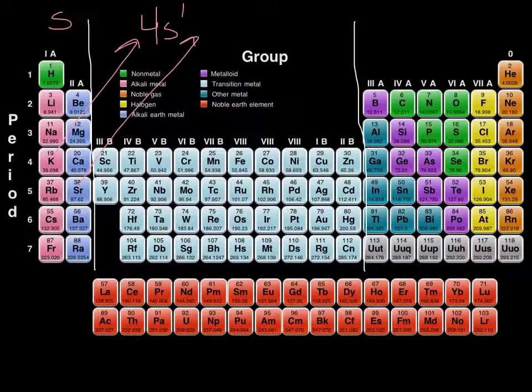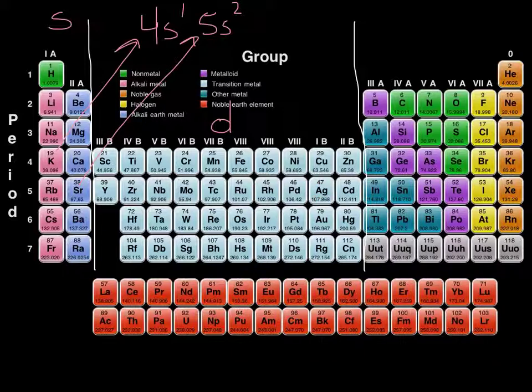Strontium, which is in the 5th row, would be 5s, and it's in the 2nd column, so it would be 5s2. The next block over is the D block. All of these elements right here are going to end with the D sublevel. Going in order, manganese is going to end in D1, 2, 3, 4, 5. Silver would end in D1, 2, 3, 4, 5, 6, 7, 8, 9, so D9.